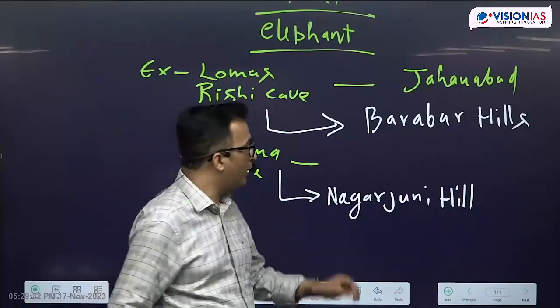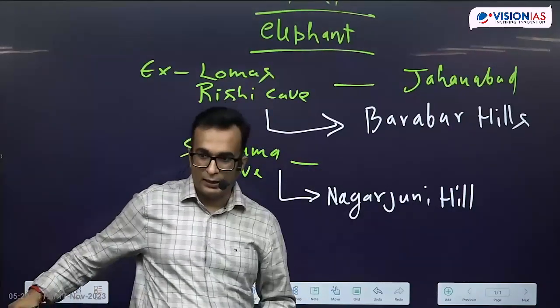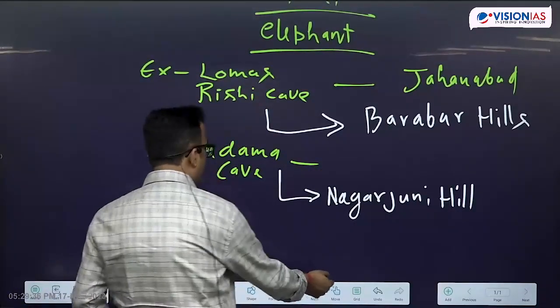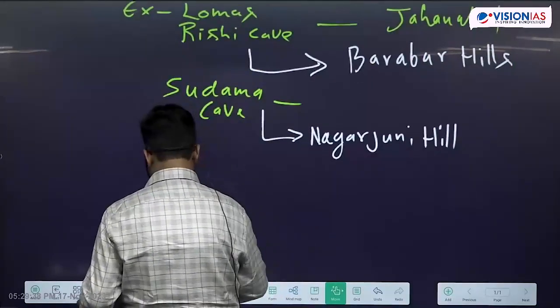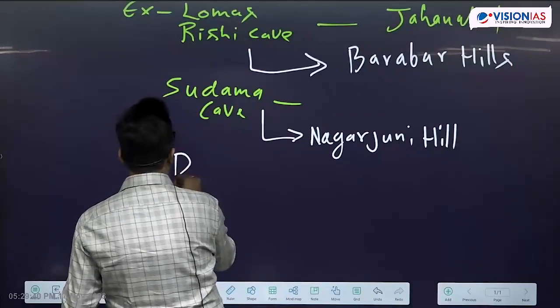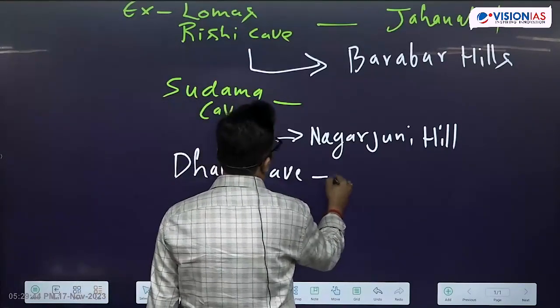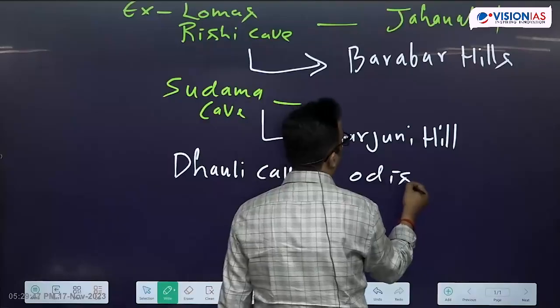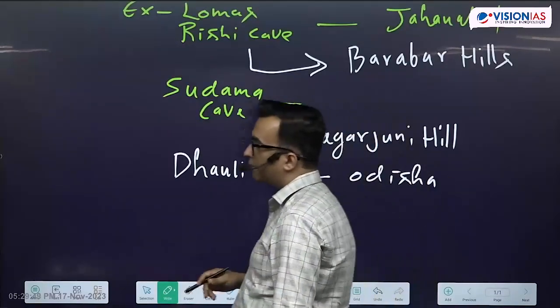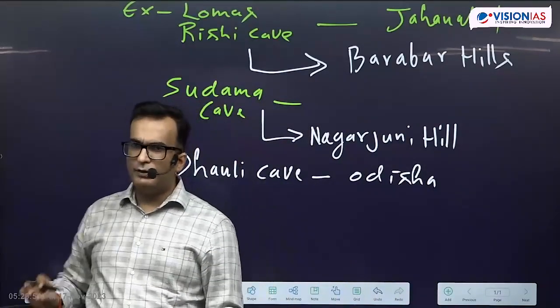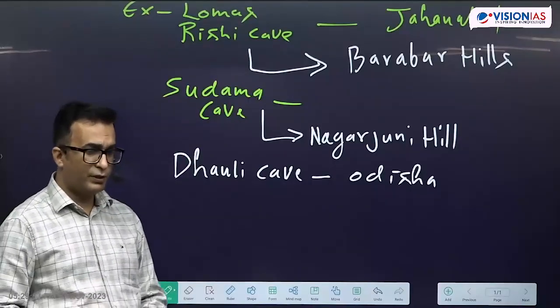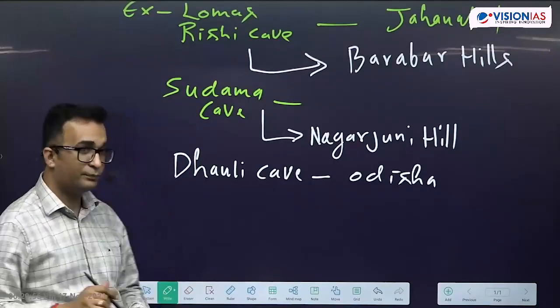So these two are in Bihar. Then let's come to the next example, which is from Odisha. So you write Dhauli cave of Odisha. And one last thing that we need to write about it, just listen a little bit.